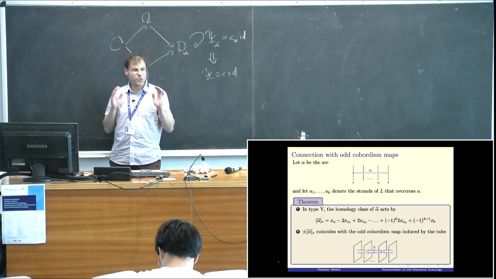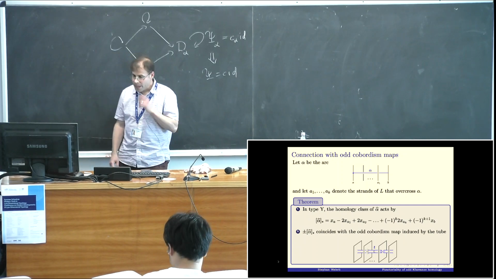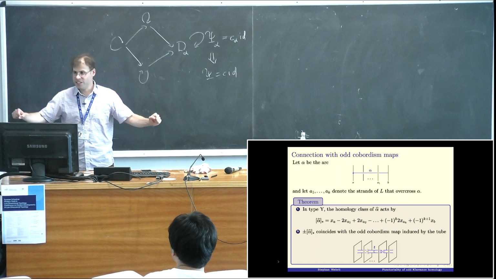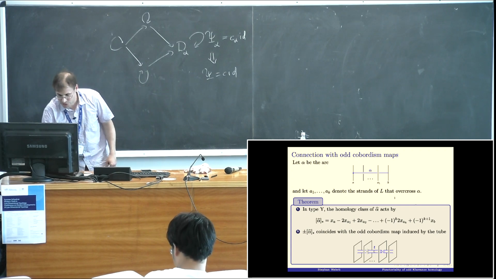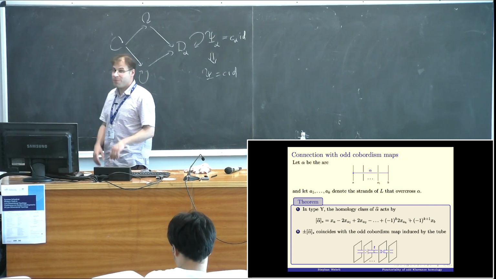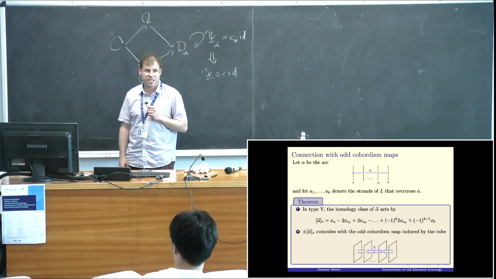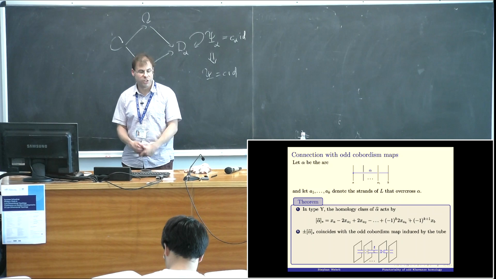So actually, up to sign, we could express this action in terms of cobordism maps. And this also shows that if you have a tube that overcrosses all intermediate sheets, then the action is very simple. It's just a difference of dot maps. This follows from the first formula. But if it undercrosses strands, the action becomes more complicated. And this again shows that the odd cobordism maps are not invariant under ribbon moves.